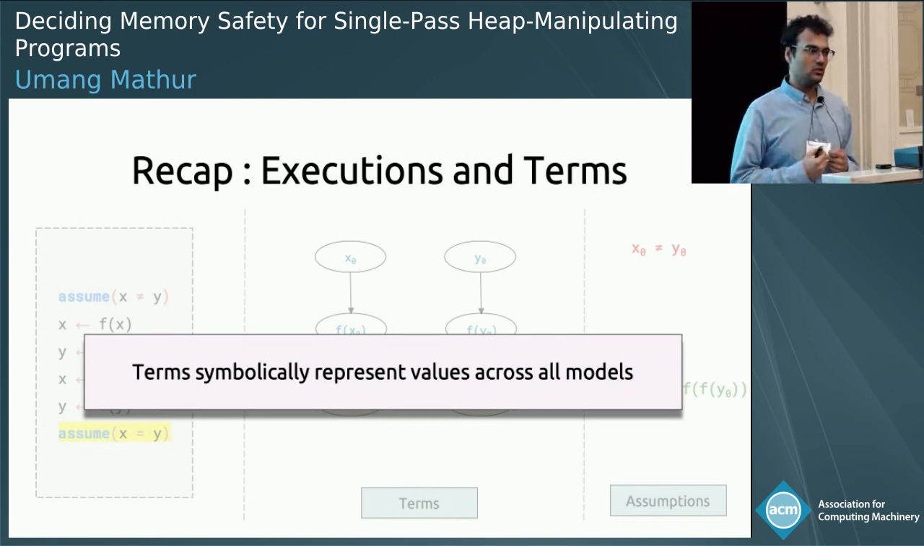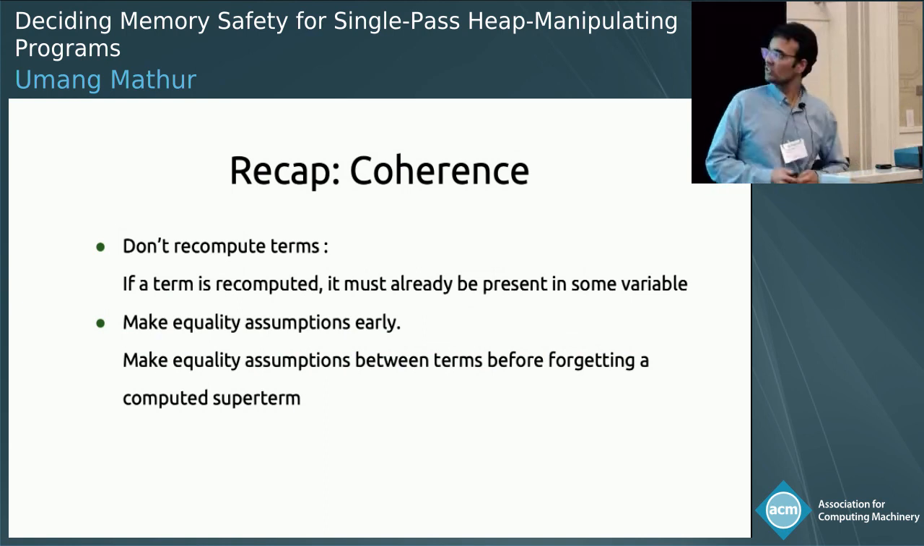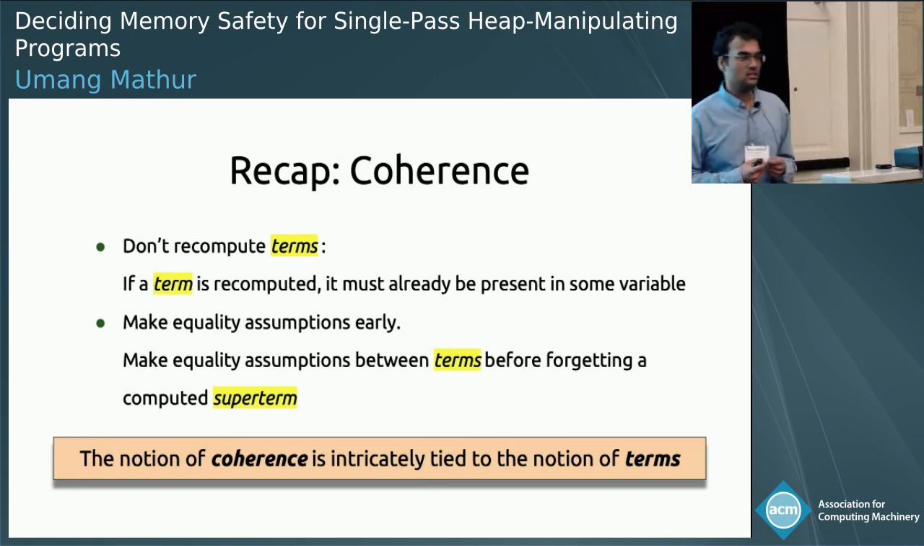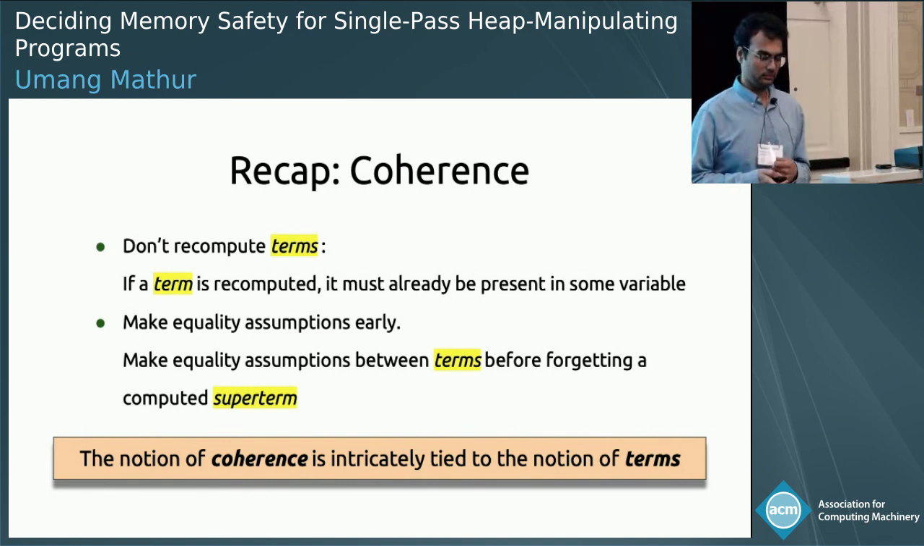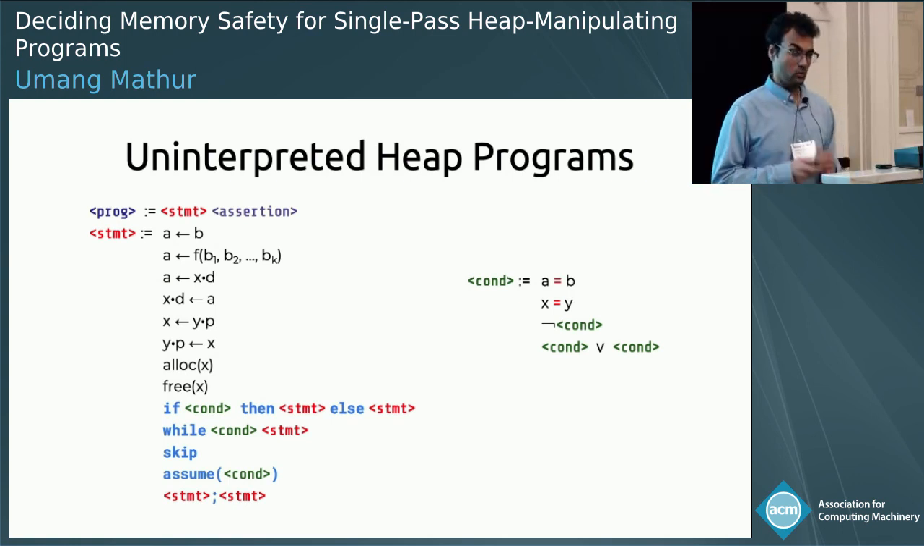So this notion of terms is important. It is nice in the sense that it lets you reason about all first order structures in a symbolic fashion. And it is also very crucial to the notion of coherence. With that, let's talk about coherence. Coherence is a property of executions. It says that in an execution, you're not supposed to recompute terms. In other words, if you're recomputing a term, then the term that you're recomputing is already present in some variable. There is another restriction called early assumes, which is technical, and again it talks about terms. The bottom line is that this notion of coherence is intricately tied to the notion of terms. And if we want to use the machinery of coherence for heap manipulating programs, we need to define terms. With that, let's look at uninterpreted heap programs, which is the theme of the talk.